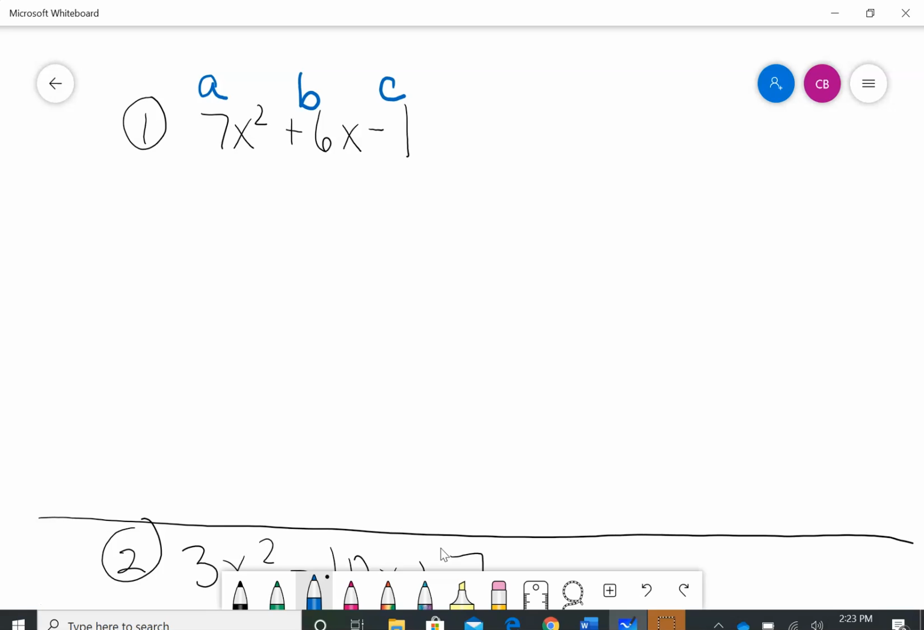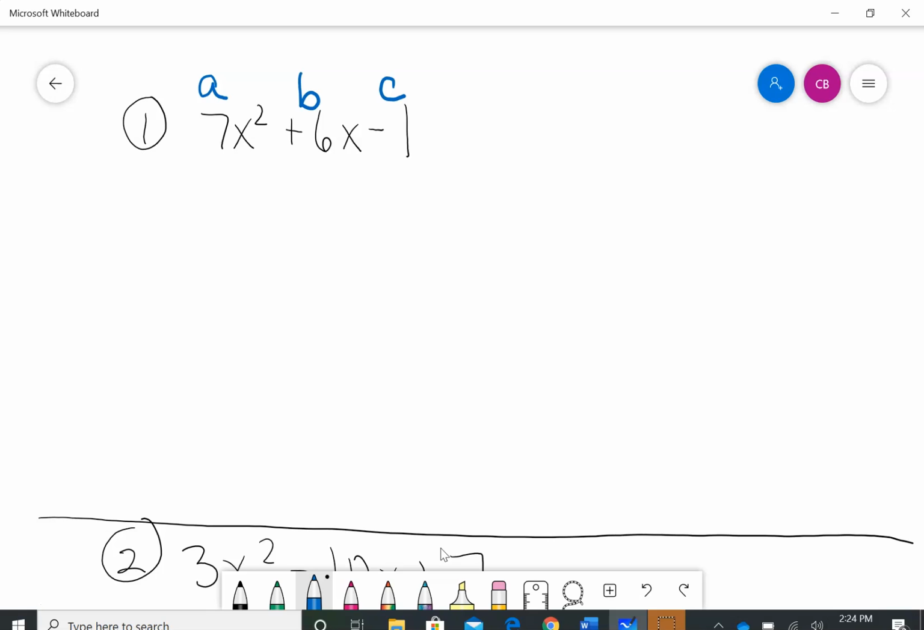Now what I like to do is start off by remembering that what we're trying to do when we're factoring here is figure out what two things multiply together to give us this polynomial. So it's like the reverse of the distributive property.